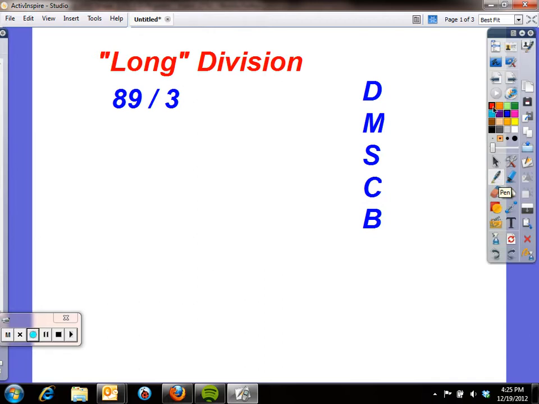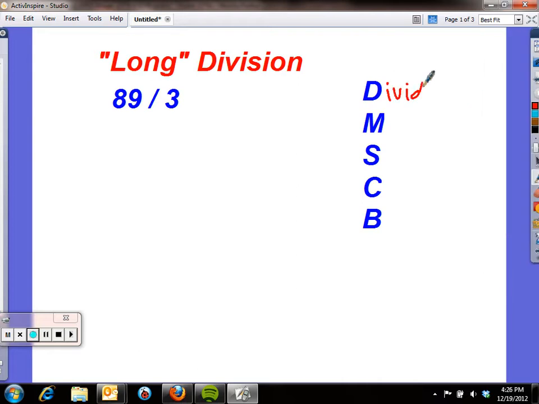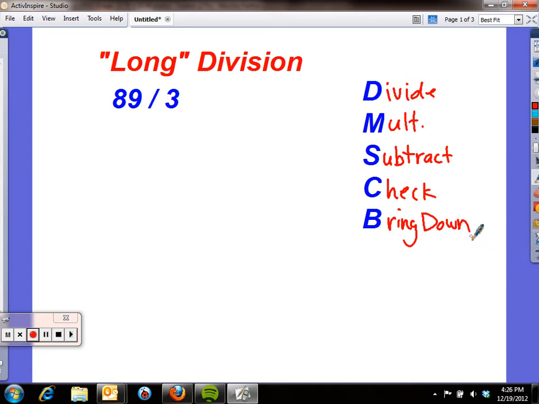They actually stand for the things that we're going to do when we do long division, and the steps we're going to do them in. So we start by dividing. Our second step is we're going to multiply. Third step is we're going to subtract. Then we have to check and bring down. So we start by just making these cheat sheets, and the cheat sheets stay in our binders.